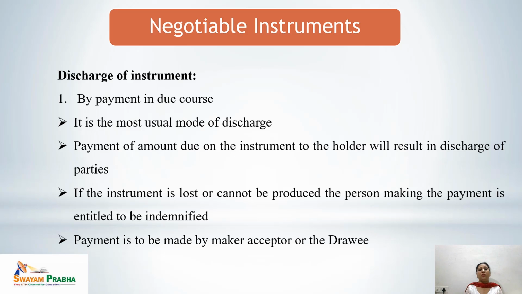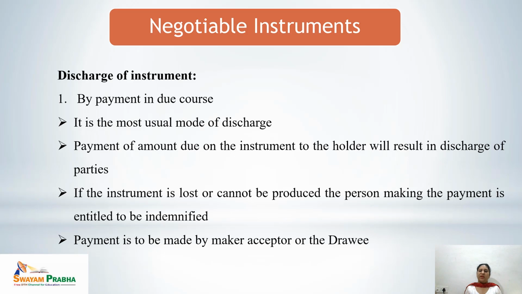One, by payment in due course. It is a very usual mode. Once the payment is made, the instrument is discharged, and the payment of the amount due on the instrument to the holder would result in the discharge of the parties. That means once the person who was liable to pay on that instrument has made the payment, then with the discharge of the instrument there is a discharge of the parties as well.